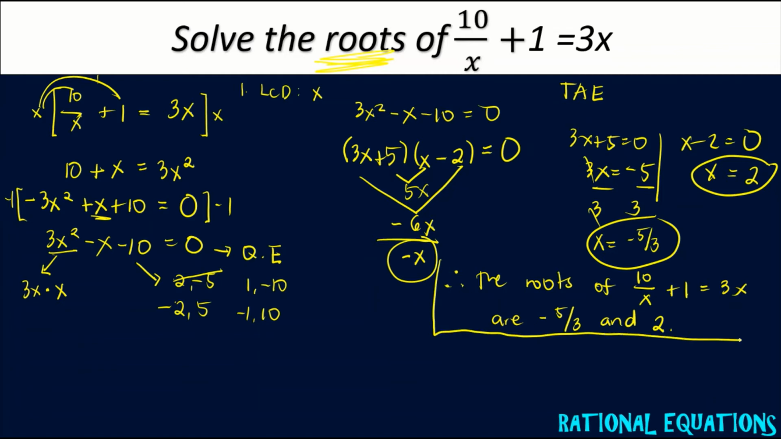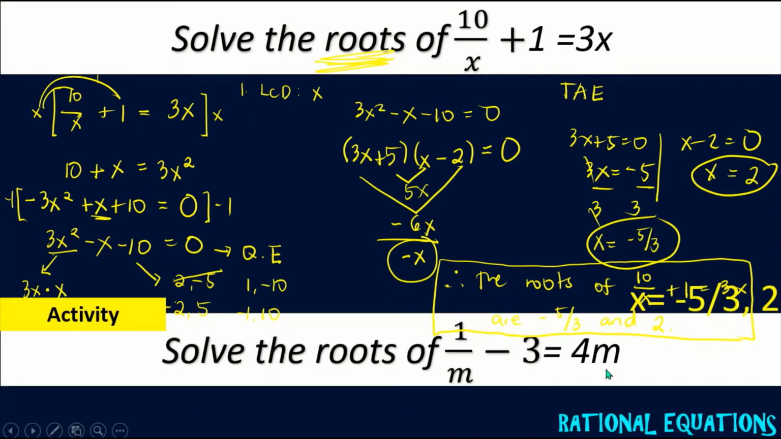For our first activity, kindly answer this activity or this item for 3 minutes. Okay, solve the roots of 1 over m minus 3 equals 4m. Okay, solve this for 3 minutes.